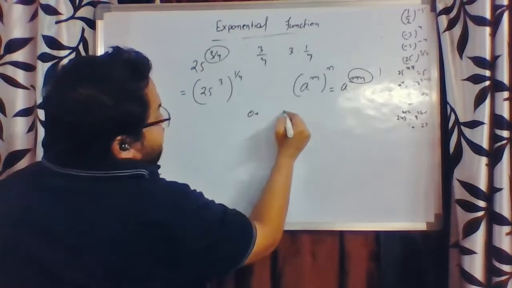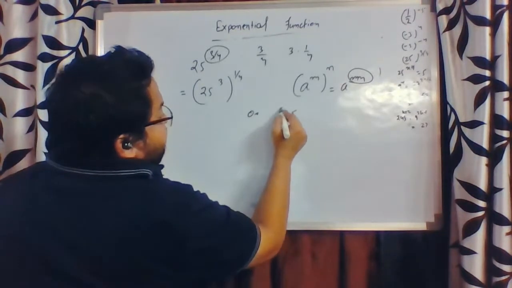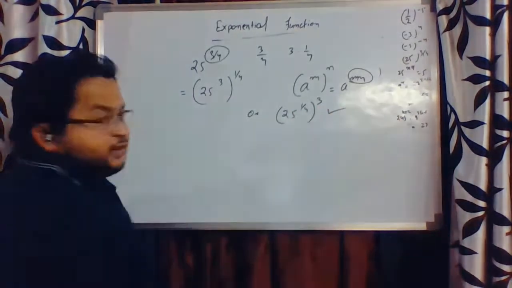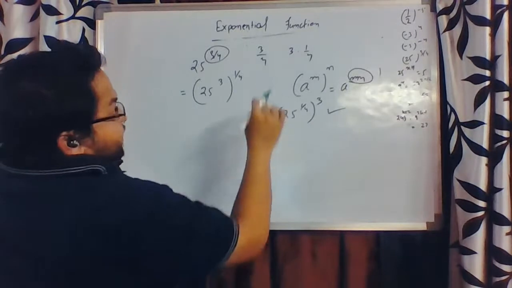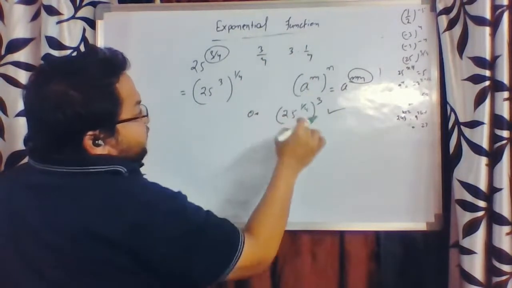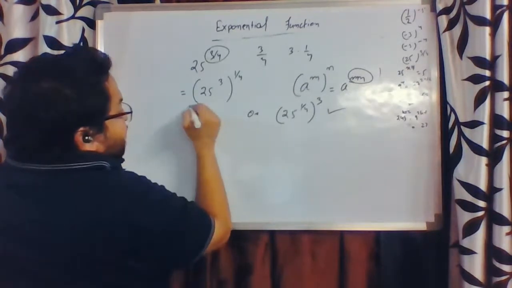Or if someone wants, he or she may write this also, 25 to the power 1 by 4 whole to the power 3. This is also right. Both are right, okay, because obviously 3 by 4 can be written as 3 into 1 by 4 or 1 by 4 into 3. Both are equally correct. So let me follow this one.